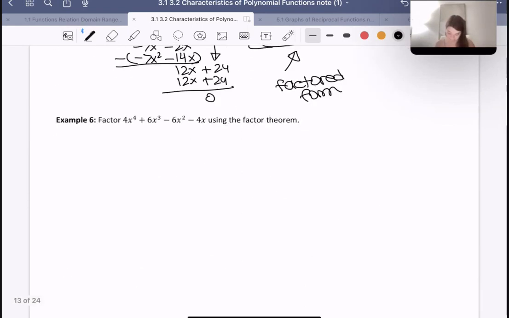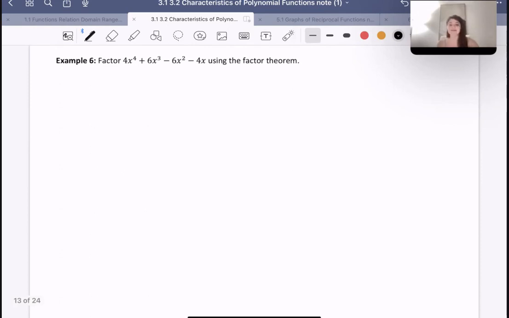Okay, let's move on to this one, example 6. It says to factor this polynomial using factor theorem. So before we do that, one thing that I always say in the grade 10 and 11 courses when it comes to factoring, and that I will say again here, is always common factor first. If you can common factor, always do.